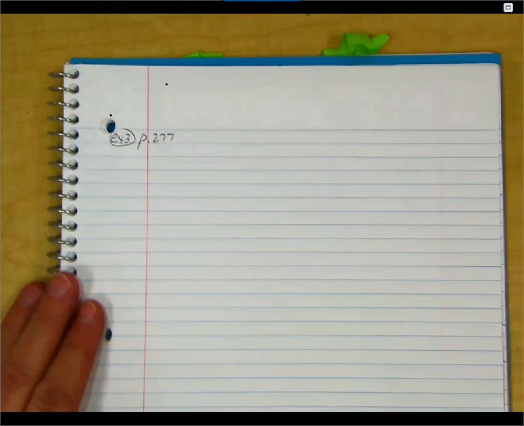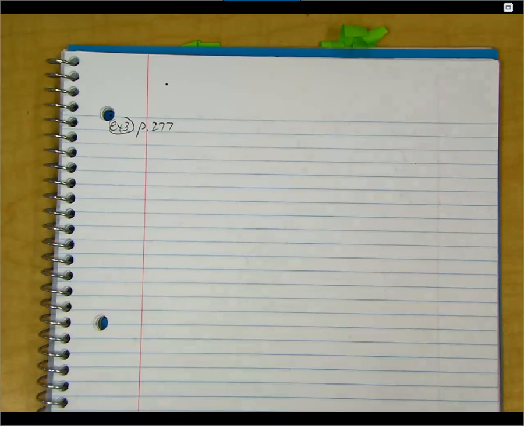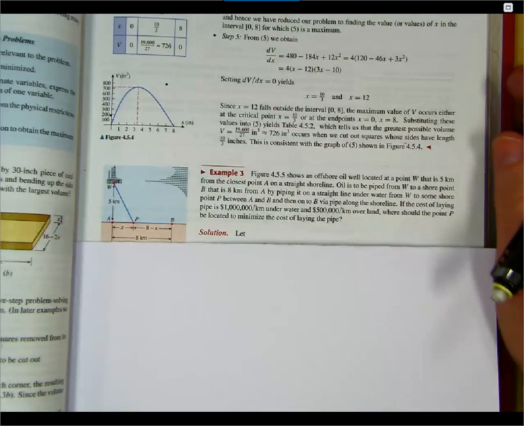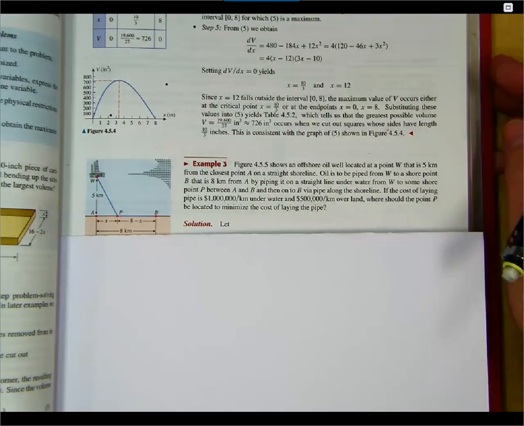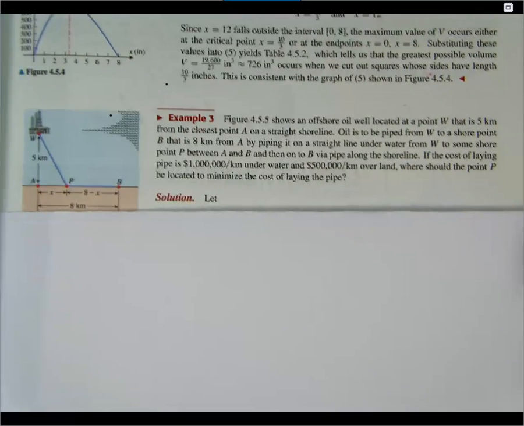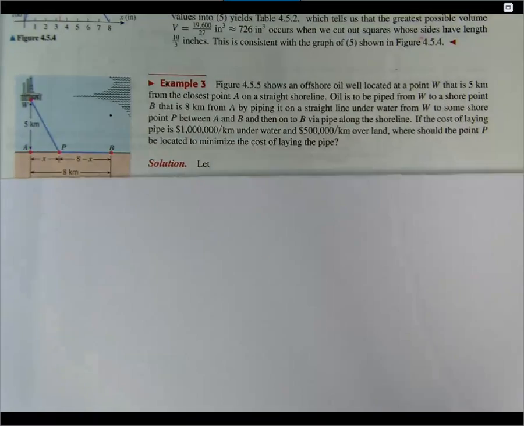I'm going to show you guys the actual word problem because it's got a little paragraph and a nice little picture to go with it. So let's read through it real quickly here, and then we'll make our own picture. Make that a little bit bigger. So we're focused on example 3. Let me slide that up a little bit.